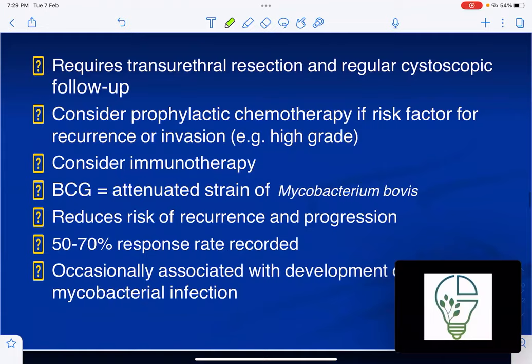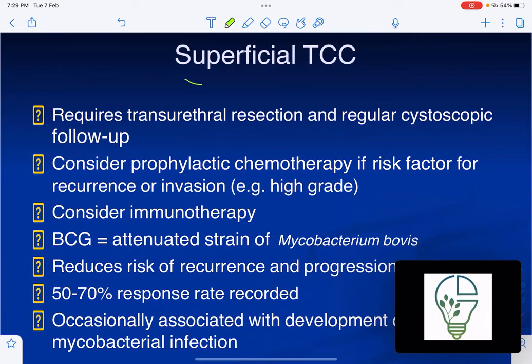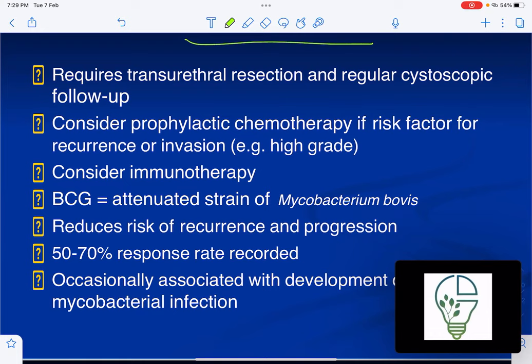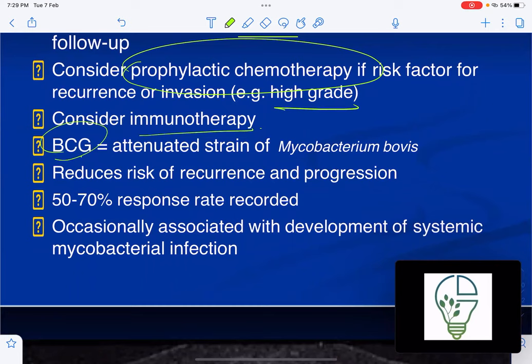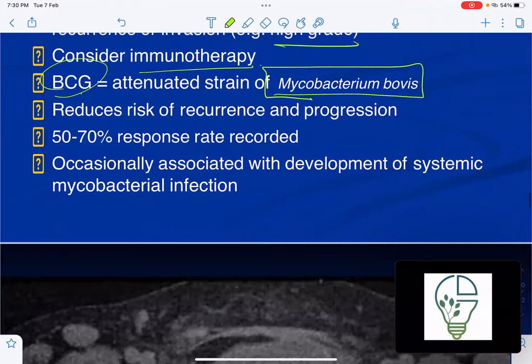The other one, so if that was the approach to carcinoma in situ, when we talk about superficial, we go transurethral, like we do the cystoscopy, and we just resect it, right? And we can also do a prophylactic chemotherapy if it's high grade so that we don't have recurrence. We can do immunotherapy. BCG is basically a vaccine that is given against the strain of Mycobacterium bovis. What it does is that it prevents recurrence of bladder cancer itself, because like I said, this can lead to squamous cell carcinoma, right? So it kind of helps in preventing it. And we have a 50 to 70% response rate. So it's a really high rate of response.